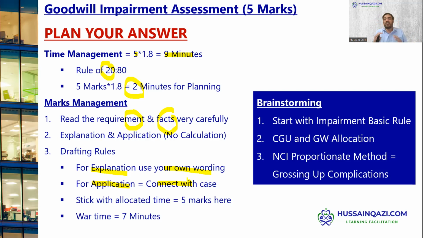So whenever we are testing the impairment, and if we identify an impairment loss, for that calculation, first to identify the carrying amount, we need to gross up the goodwill. Then compare the carrying amount with the recoverable amount and identify the impairment. So these 3 points are good enough to get the 5 marks.